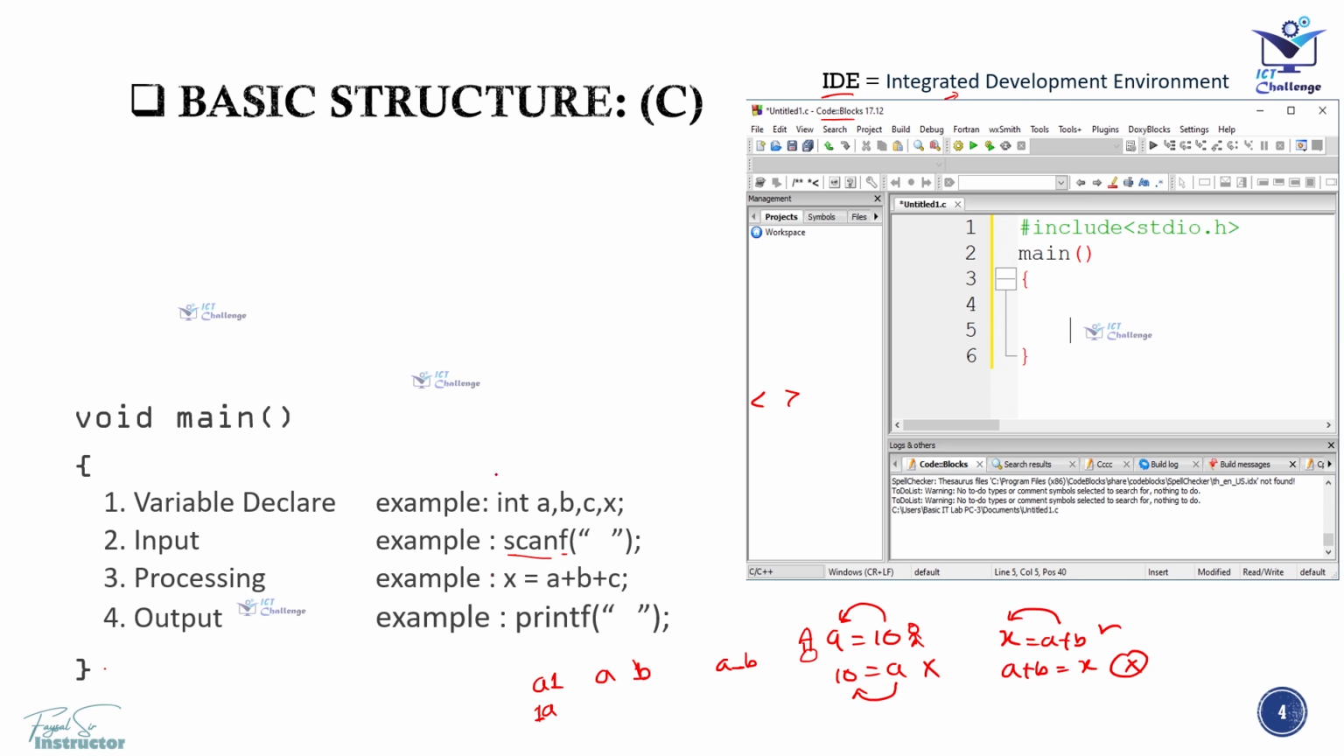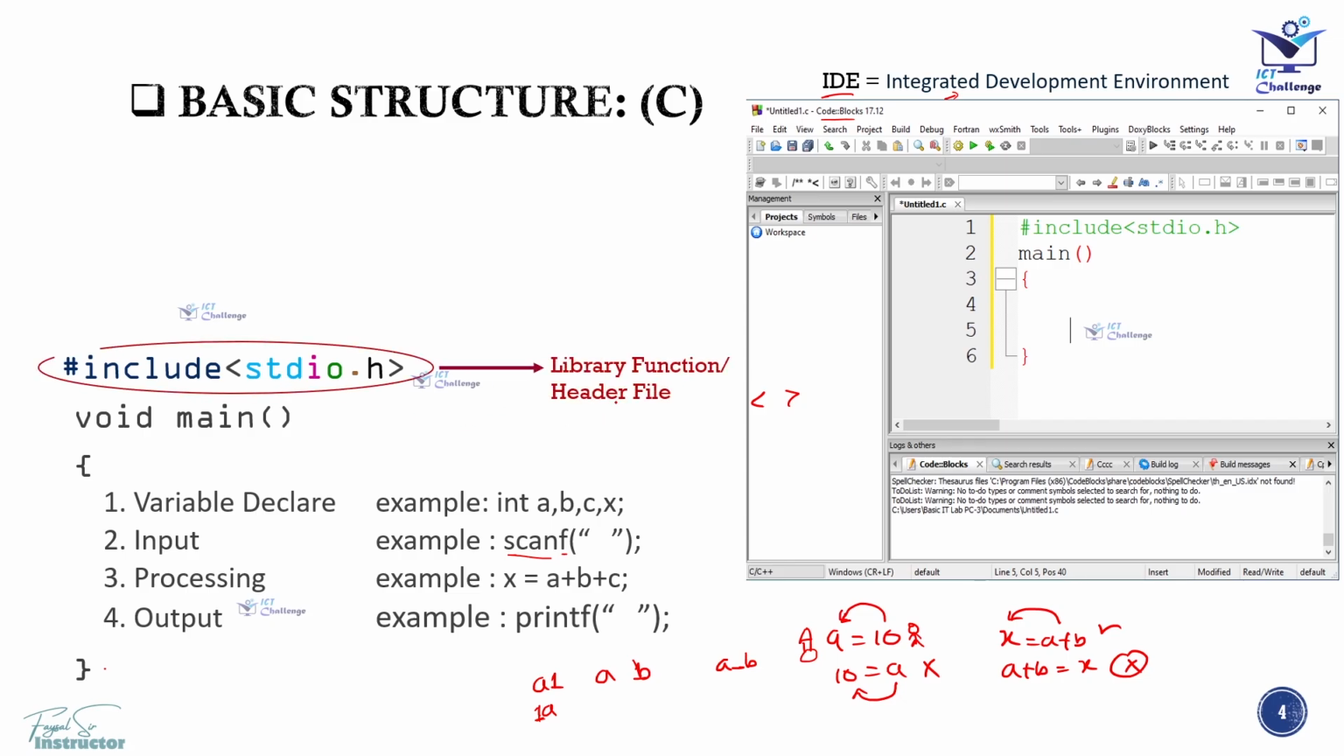So here we need a library, which library can keep these keywords and functions which are very necessary for C programming. And for this reason we need this header file, hash include stdio.h. What is this? This is a library function or the header file.